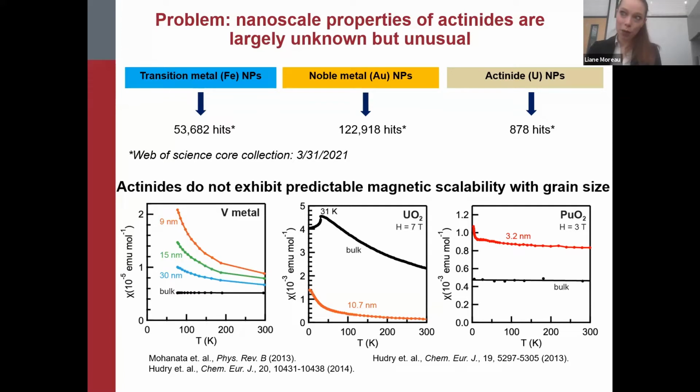Additionally, some of our preliminary work has shown that we actually get different phases that sometimes arise on the nanoscale that don't actually exist in bulk structure. That's something that has also been observed in transition metals, but something that we'll need to understand if we want to be proposing these particles for the applications previously mentioned, since we know that the structure and properties of the materials are intimately related.